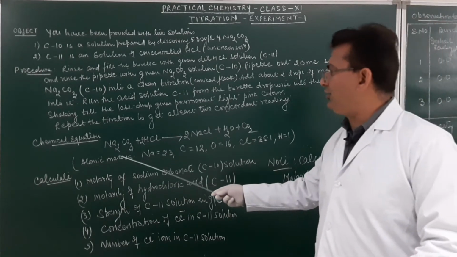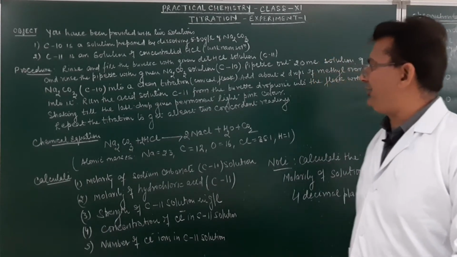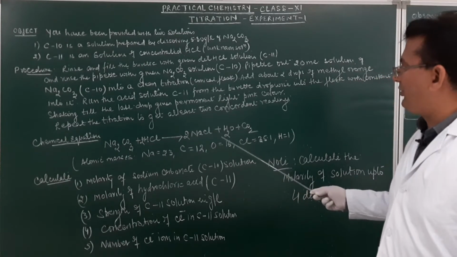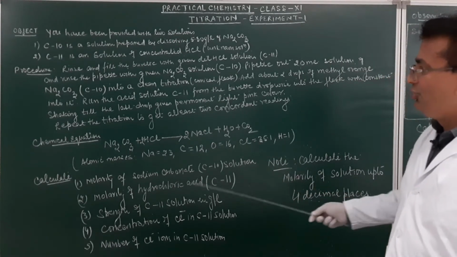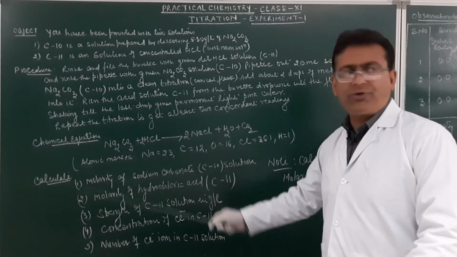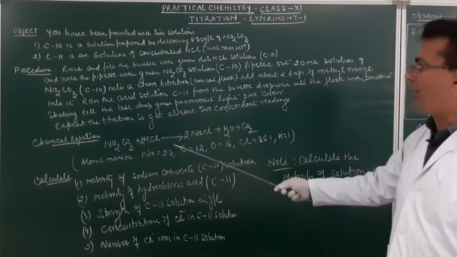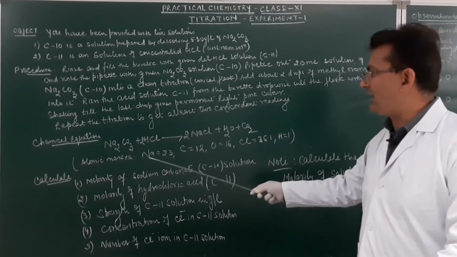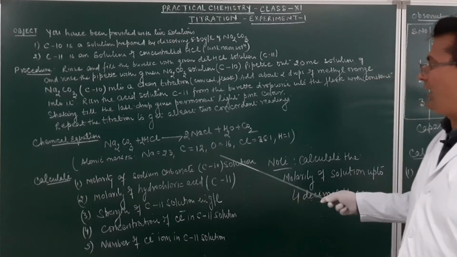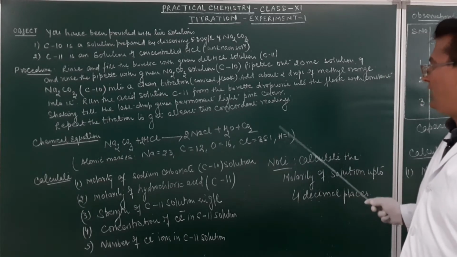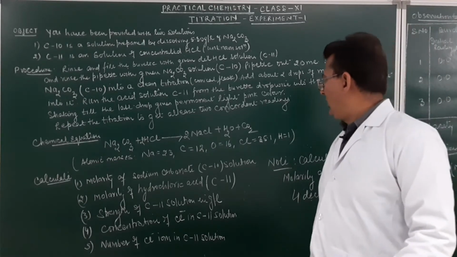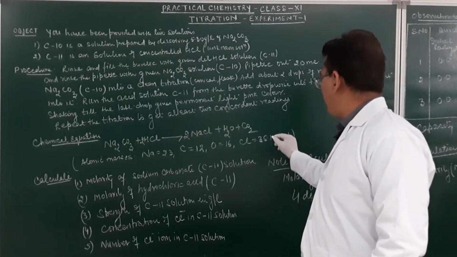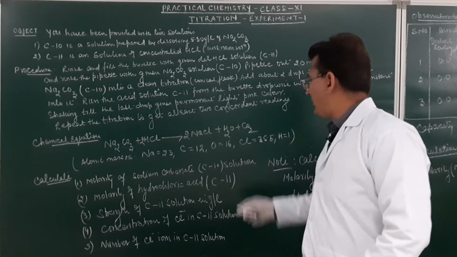The chemical equation used will be: sodium carbonate will react with HCl and will give sodium chloride plus water plus carbon dioxide. You may see over here 1 mole of sodium carbonate is being neutralized by 2 moles of HCl solution. Atomic masses are given: sodium 23, carbon 12, oxygen 16, and in HCl, hydrogen will be 1, chlorine will be 35.5.